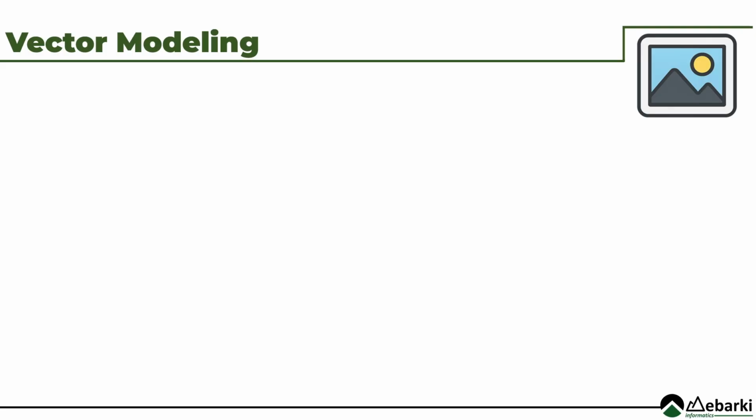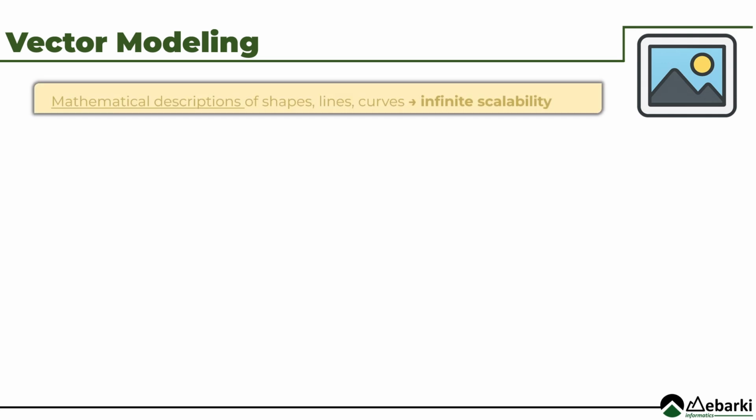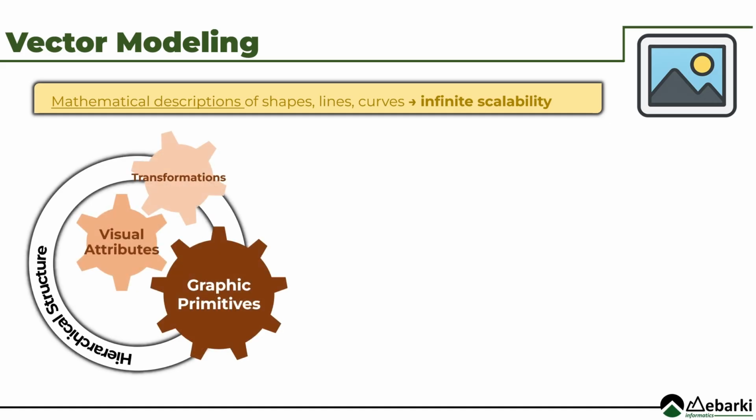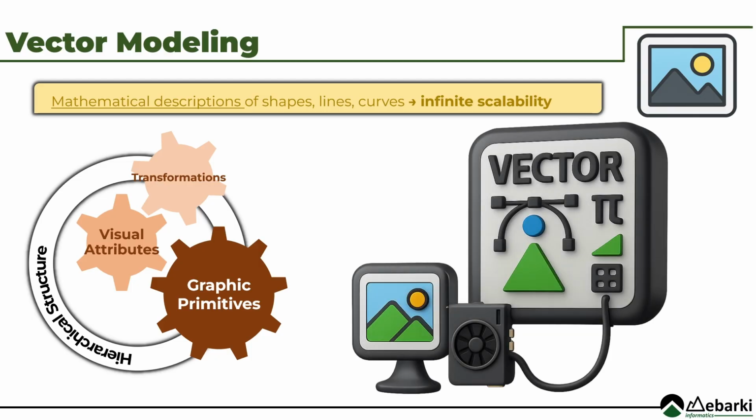The second model is vector representation. In this approach, the image is described using geometric primitives, transformations such as translation, rotation, and scaling, as well as visual rendering attributes like color. A hierarchy of primitives and transformations can be defined to optimize the organization of models. Regardless of the image format, the rendering on a screen is always pixel-based. A vector image must ultimately be converted into a pixel representation for display or printing.